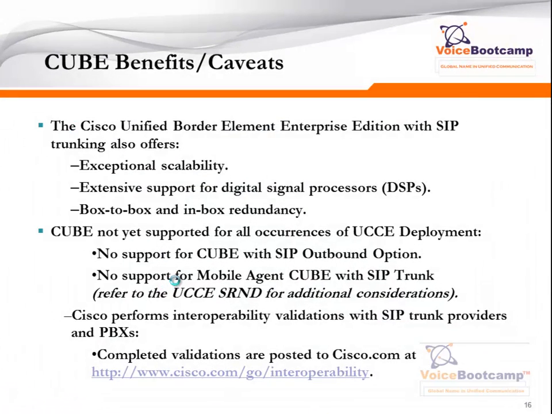So the benefits of Cube are exceptional scalability, extensive support for digital signal processors, and box-to-box or inbox redundancy built in. Cube, however, does not support a few occurrences of UCCE deployment. For example, the UCCE outbound option does not support SIP over Cube. Mobile agent does not support SIP over Cube.